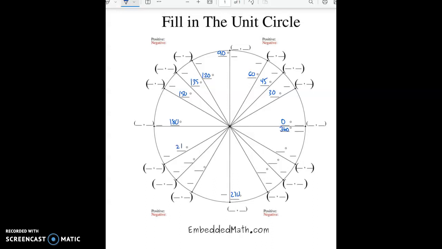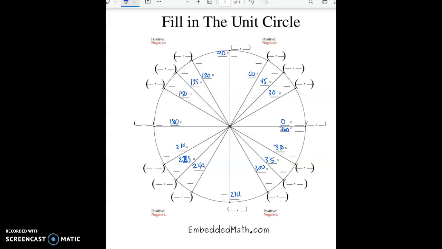So this would be 210, so 30 degrees more. This would be 225 or 45 degrees more. This would be 240 or 60 degrees more. This is 60 degrees less. This is 45 degrees less. And this is 30 degrees less.